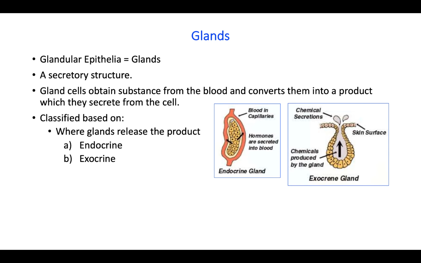This ductless gland releases secretions directly into surrounding tissue or fluid. So in this figure, the substance is released to the blood. An exocrine gland secretes the product through the duct. Through the duct, there is an opening. Therefore, the product can be released to the external environment.